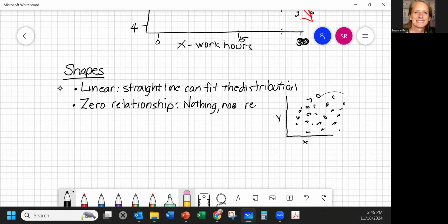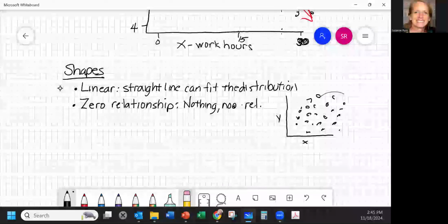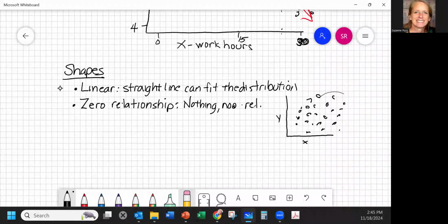And that might be something ridiculous, like the number of pairs of shoes you own and the length of your fingernails. You know, we wouldn't expect any relationship there. We would call it a zero relationship.